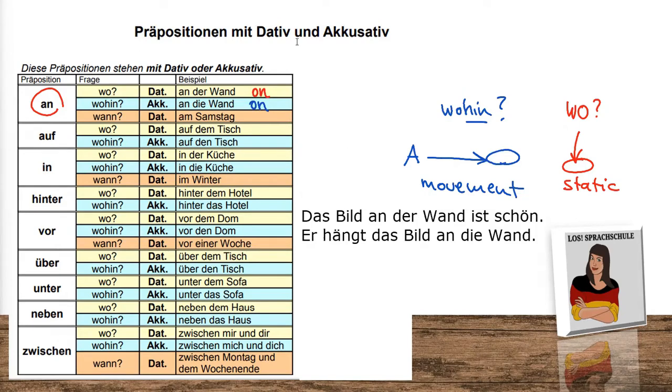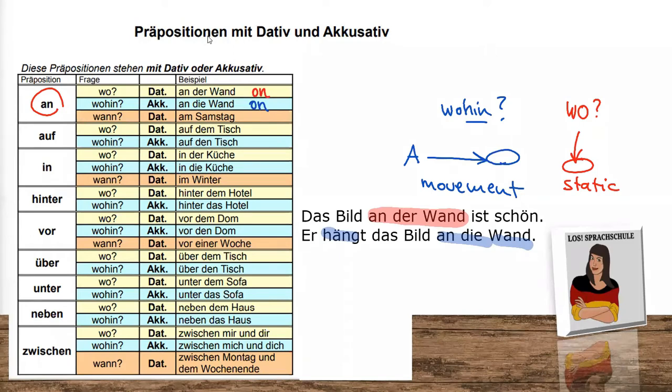For example, das Bild an der Wand ist schön. An der Wand, on the wall. There is no movement, nothing. The picture is already there, not doing anything but be pretty. So this is dativ. But the second sentence, hängt das Bild an die Wand. He hangs the picture on the wall. Here we have a movement. The picture went from not being on the wall to be on the wall. Therefore, we have accusative. This is actually it.